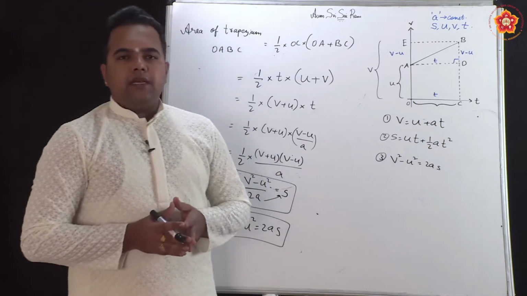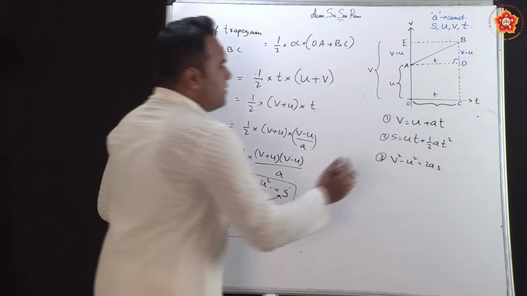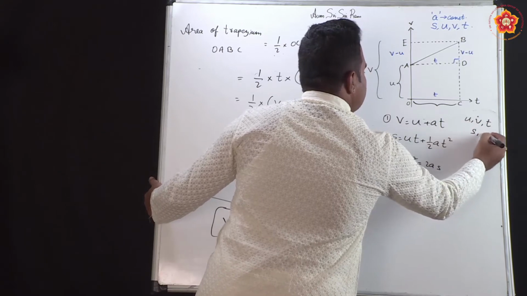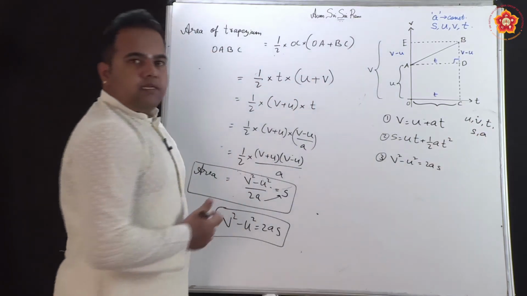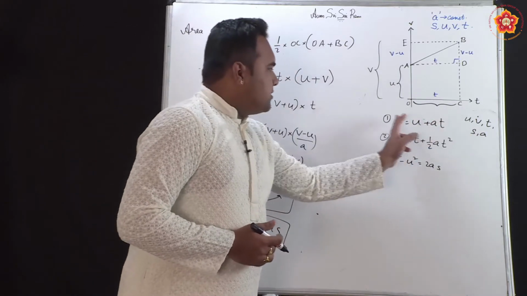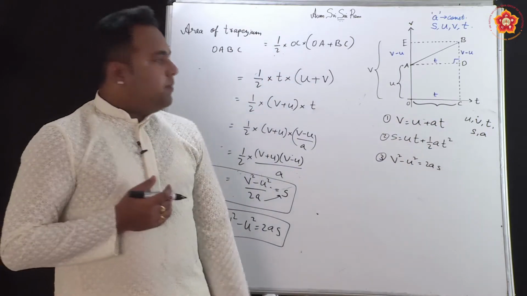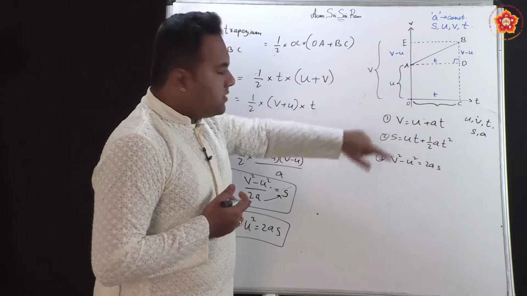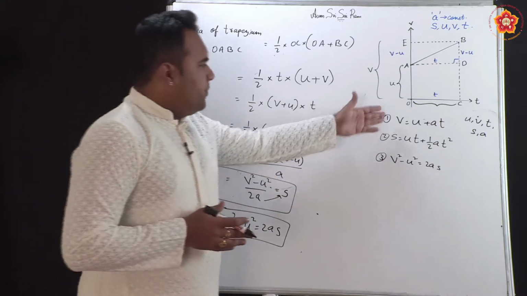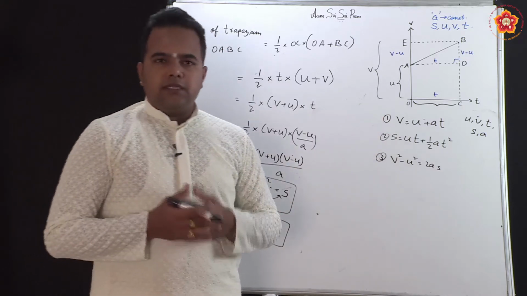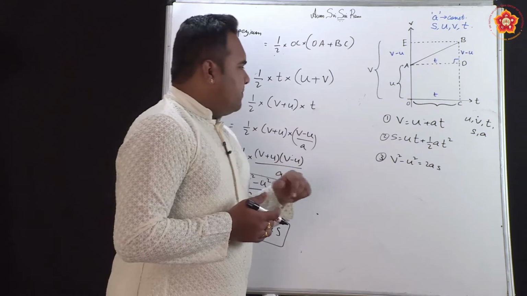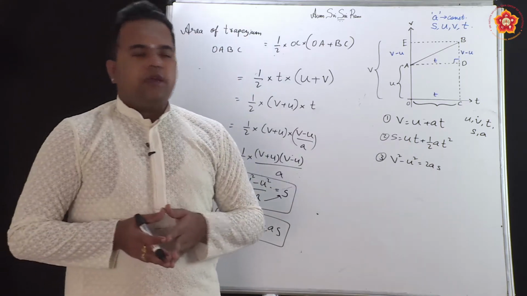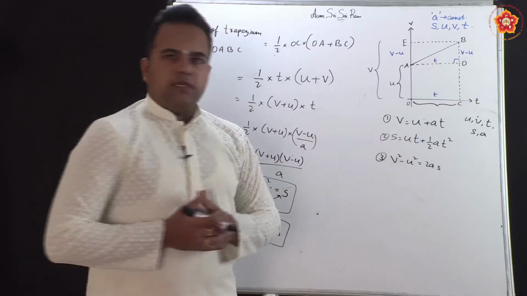How many parameters are there here? 5 parameters are there. What are they? u, v, t, s, a. 5 parameters are there, and relating all these we have 3 equations. Now suppose when you are solving numericals, we have to pick up one of these depending on what is asked. Suppose you want to calculate distance covered and the data is given. So you need to know which formula to choose. So depending on the data values that are given, you can pick the appropriate one.